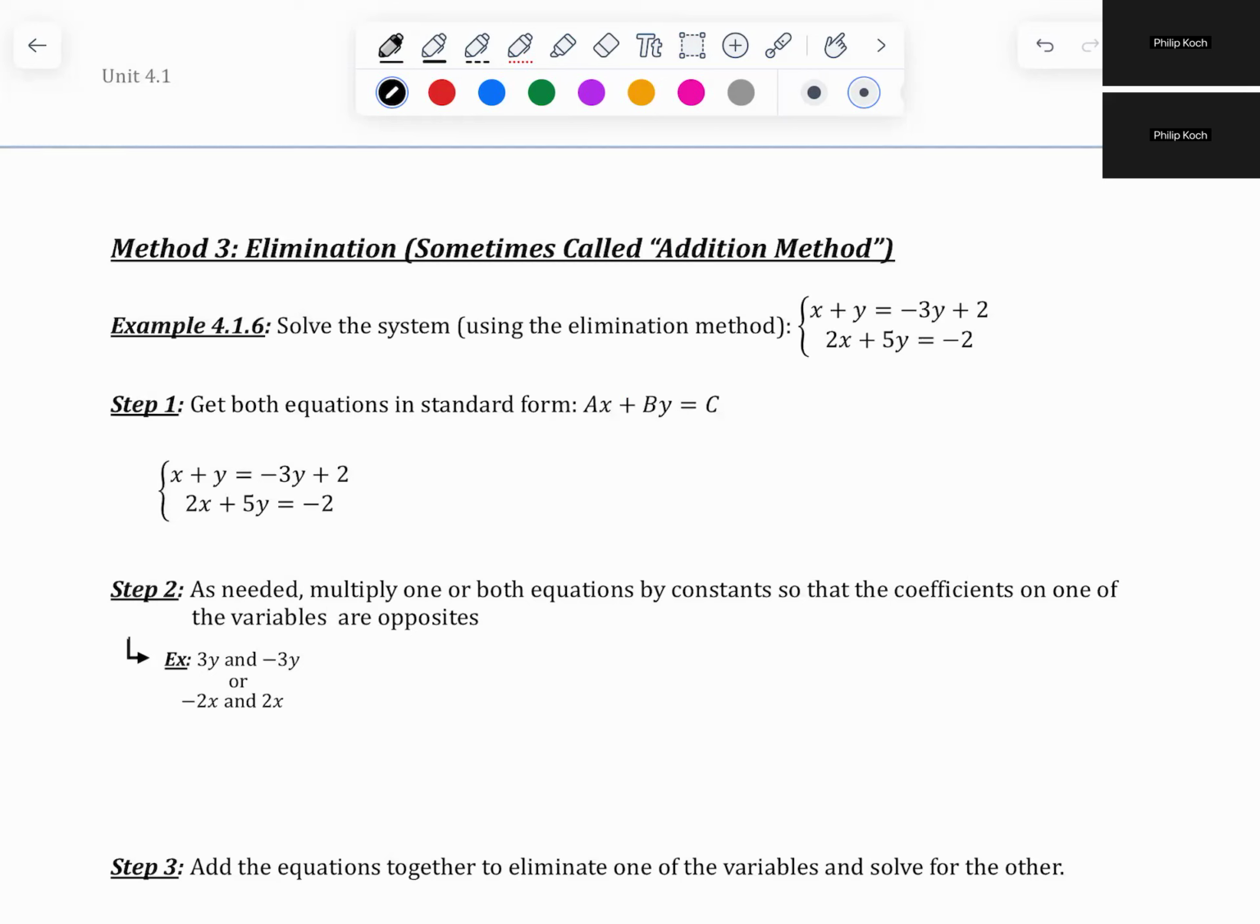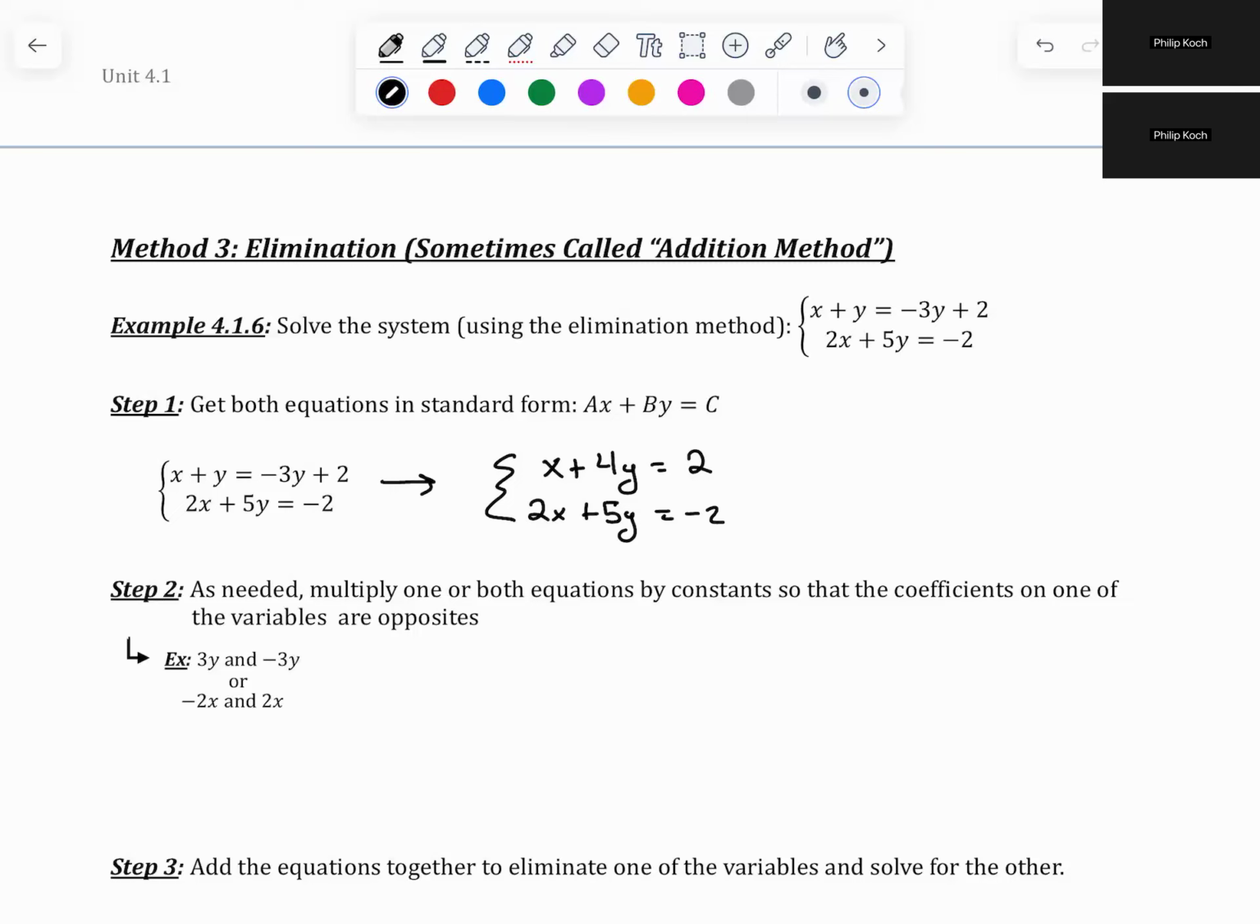So the second equation is already in that format, but the first equation is not. So we'll add 3y to both sides to get this to be in the right format, which would therefore be x plus 4y is equal to 2, and 2x plus 5y equals -2. That's our new and improved system. We haven't done anything illegal. We haven't done anything crazy. We just added 3y to both sides on the first equation, which we can do. That's mathematically valid. That doesn't change the solution set.